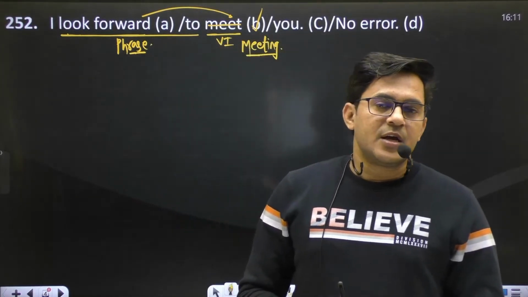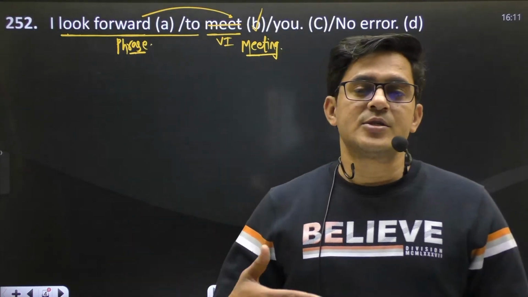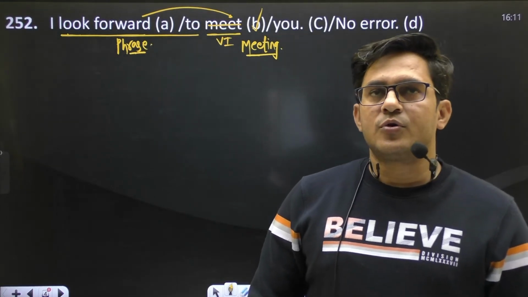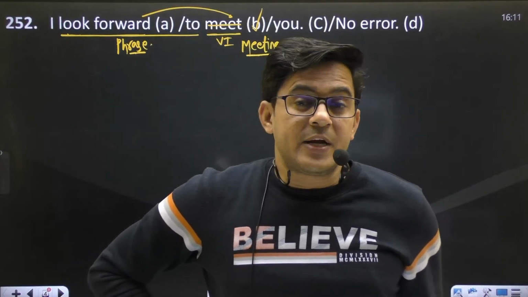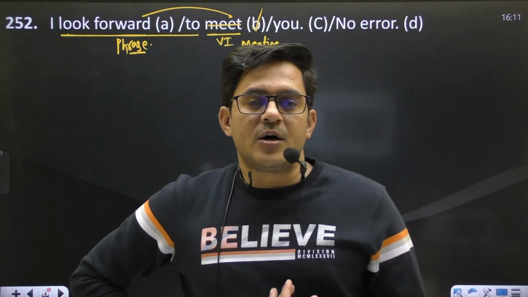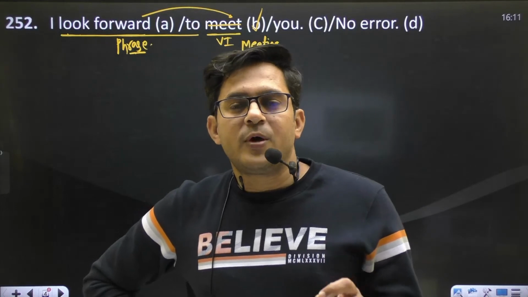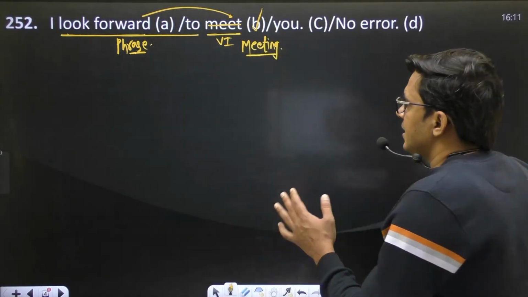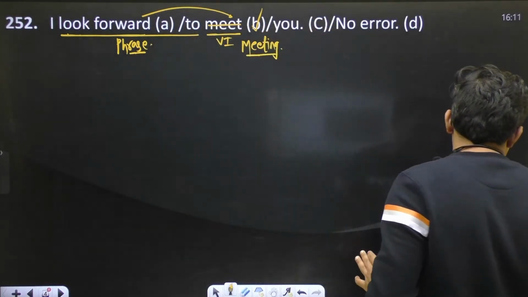And after that, objected to, right? And with a view to. And if I say preferable to, right? These are the phrases, adhere to, or prone to, right? These are the phrases which are always followed by a gerund. So the sentence will be: I look forward to meeting you. The sentence will be fine now.